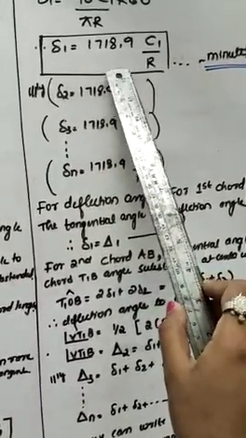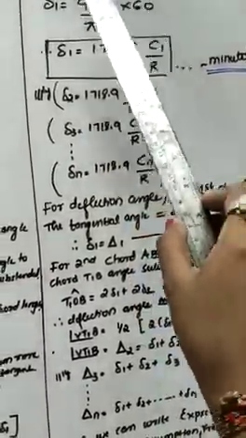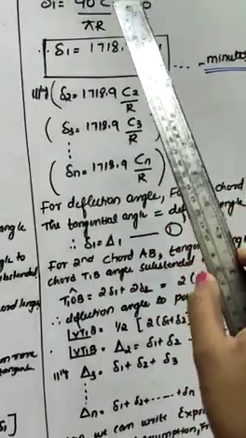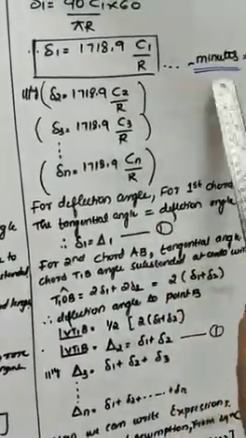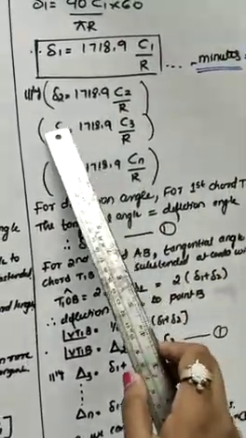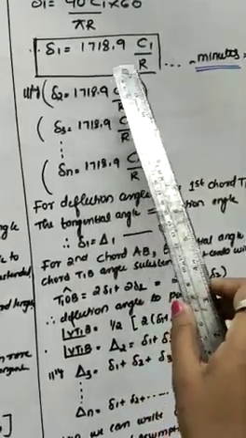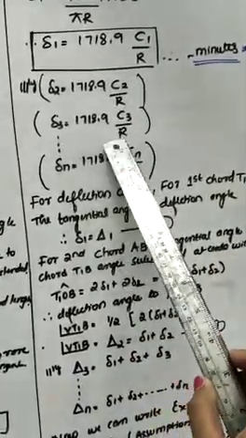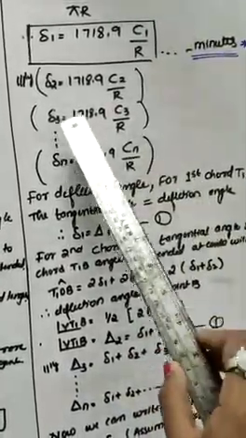Check this with the calculator. 90 into 60 divided by pi. When you do it in the calculator, you will get this, and that expression is in minutes. So you can write delta 2 as 1718 C2 by R, delta 3 as 1718 C3 by R.